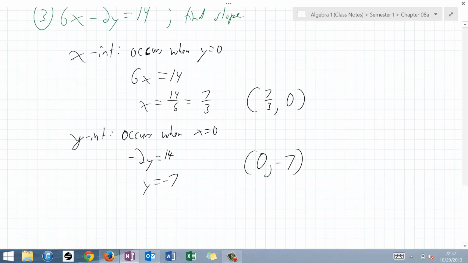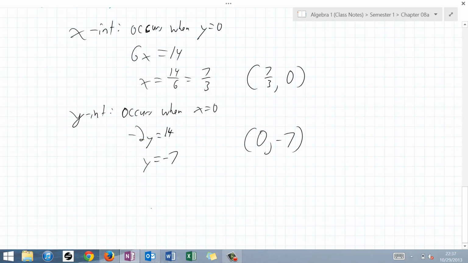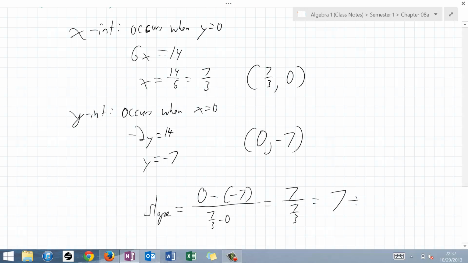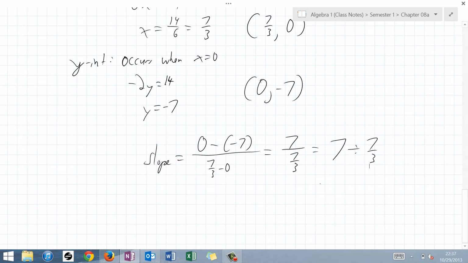So I can actually find a slope now because I have 2 points. So I'm going to say slope equals, let's do the first minus the second for the y's, so 0 minus a -7, over first minus the second, 7/3 minus 0. And I get positive 7 over 7/3, which is positive 7 divided by 7/3. And that's positive 7 times 3 over 7. And the 7's will cancel, just giving you 3.